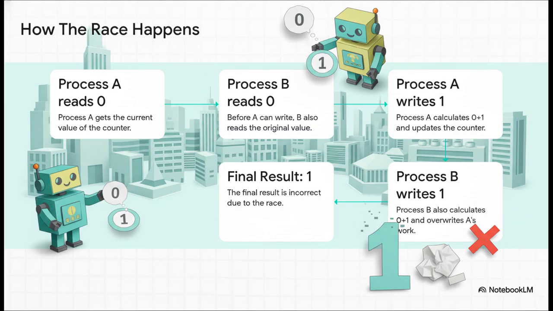Process A finally gets its turn again, calculates 0 plus 1, and writes 1 to the counter. Great. But then process B does its calculation, 0 plus 1, and it also writes 1. It just overwrote A's work. The final result is 1, not 2. And just like that, our data is wrong.